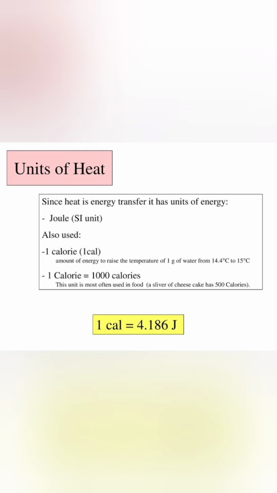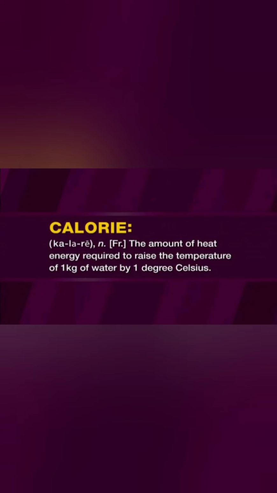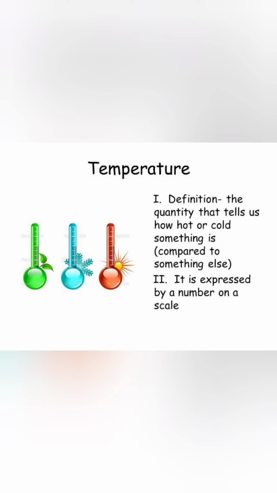Units of heat. As heat is a kind of energy, it is measured in energy units. Thus, the SI unit of heat is the joule, which is the SI unit of energy. Calorie is the other unit of heat energy. 1 calorie is equal to 4.2 joules. Now let us define 1 calorie. 1 calorie is defined as the heat energy required to raise the temperature of 1 gram of water by 1 degree Celsius.